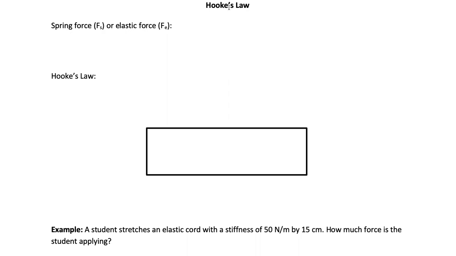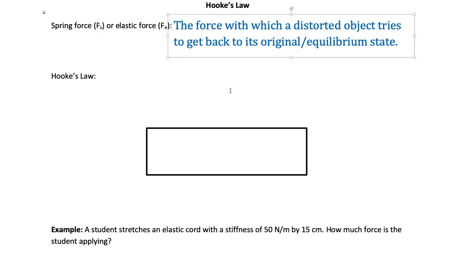So the idea here, as you probably are aware if you've ever played with a spring or an elastic band, is that a lot of objects, when you misshape them, either stretching them out or squishing them together, push or pull back on you, and they want to get back to their original shape. That's the general idea behind the spring force or the elastic force: it is the force with which a distorted object tries to get back to its original, or in other words, its equilibrium state.